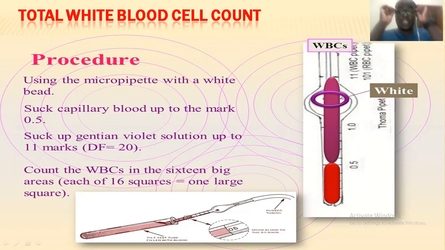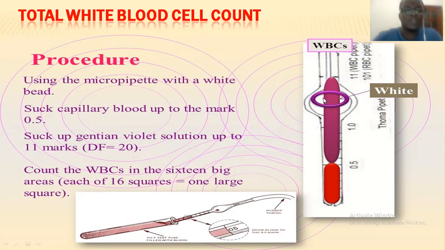In the lab, what exactly do you do to do a total white blood cell count? This is the procedure. Using the pipette with a white bead inside, you suck the capillary blood up to the mark of 0.5. You just suck your blood sample up to this mark, 0.5. Then after that, you suck the gentian violet solution or the Giemsa up to the mark of 11. You suck all the way up to this mark, 11 for white blood cells.